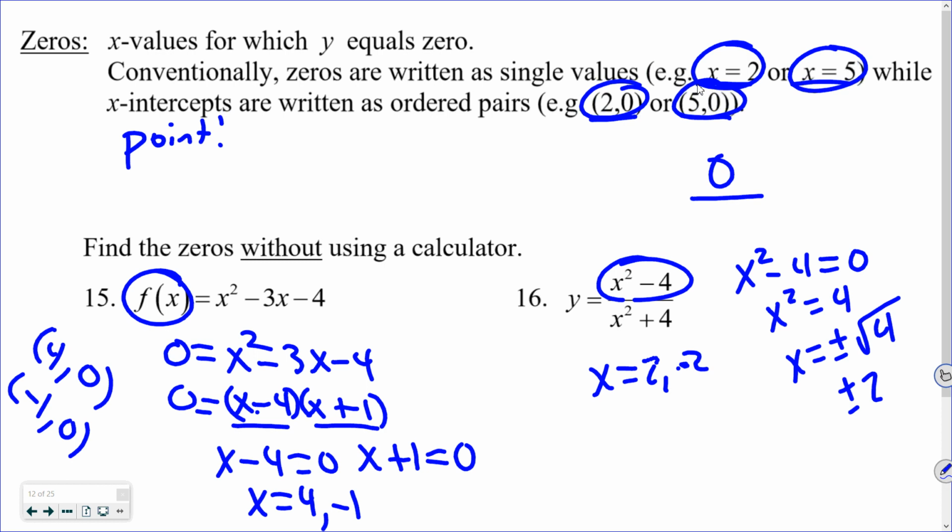Like, try it really quick. If I plug in 2, I get 2 squared is 4, 4 minus 4 is 0, over 2 squared is 4, 4 plus 4 is 8. Hey, 0 over 8 is 0. So it works. When I plug 2 in, it makes it equal to 0. If I plug in a -2, the same thing happens. A -2 squared is 4, 4 minus 4 is 0. So finding zeros without a calculator, if it's a fraction, set the top equal to 0. If you have a function like this, usually we're going to factor in order to find that.